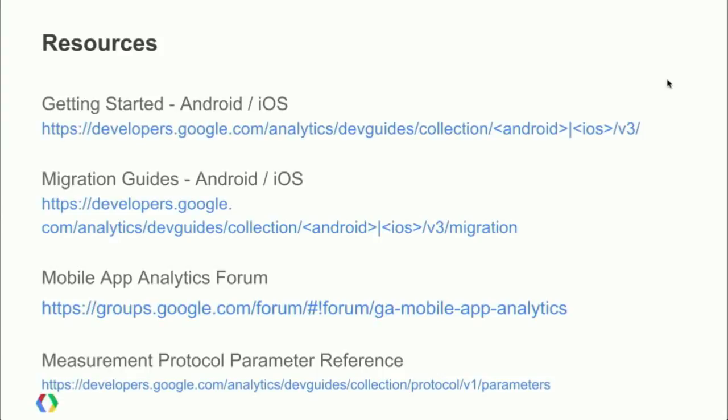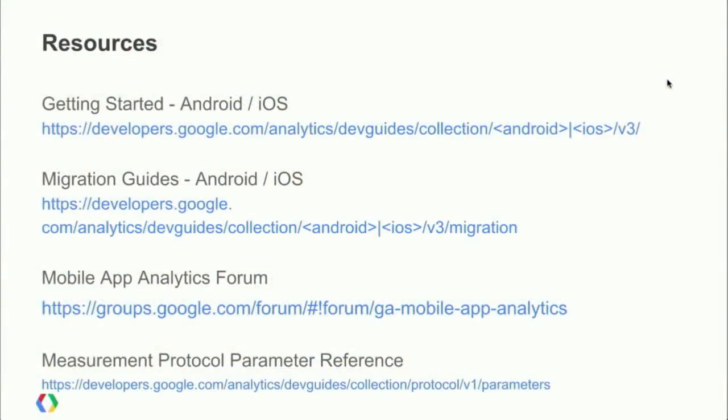We have a mobile app analytics forum. There's a link here. There's a lot of good questions and answers on there. I know Jim's an active participant in that forum from time to time, so there's a lot of good insight there. And if you want to send measurement protocol parameters in these SDKs, we showed you how to do that using that ampersand syntax. We do have a whole parameter reference that shows you all the different protocol parameters, so you can go check that out as well.